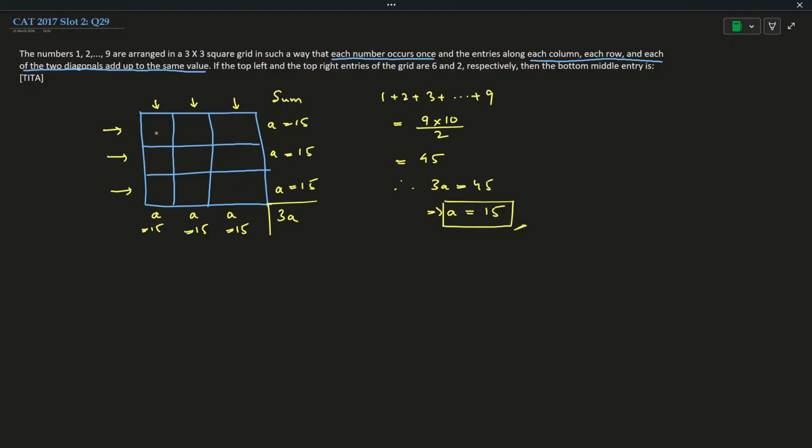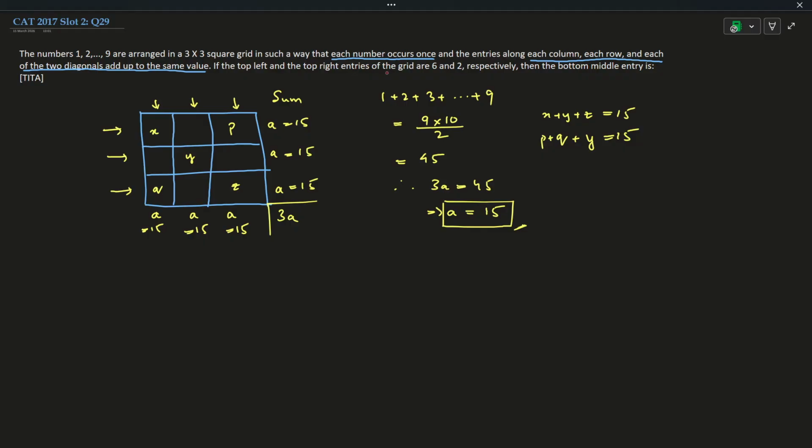Diagonally also the sum of the numbers, let's say I have x, y, z, so x plus y plus z will be 15, and let's say I have p and q here, so p plus q plus y will also be 15. Because we are told that each row, each column, and each of the two diagonals add up to the same value.